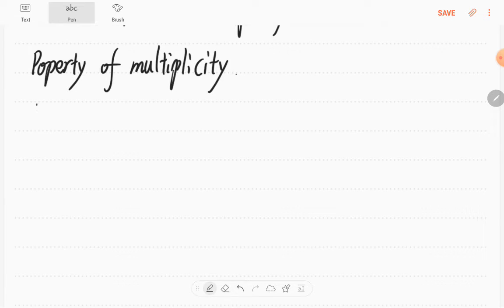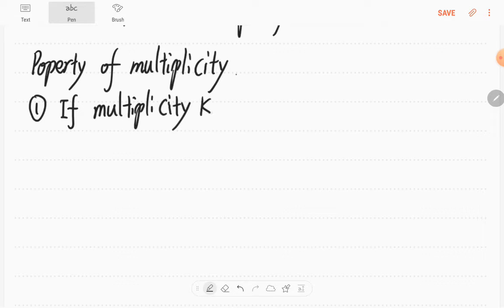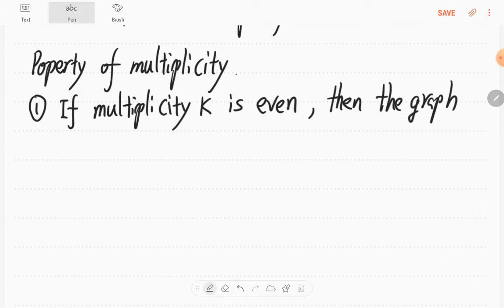So now let's look at the first property. If the multiplicity k is an even number, like k equals 2, then the graph touches the x-axis at that zero. We see that zero equals, for example, a.